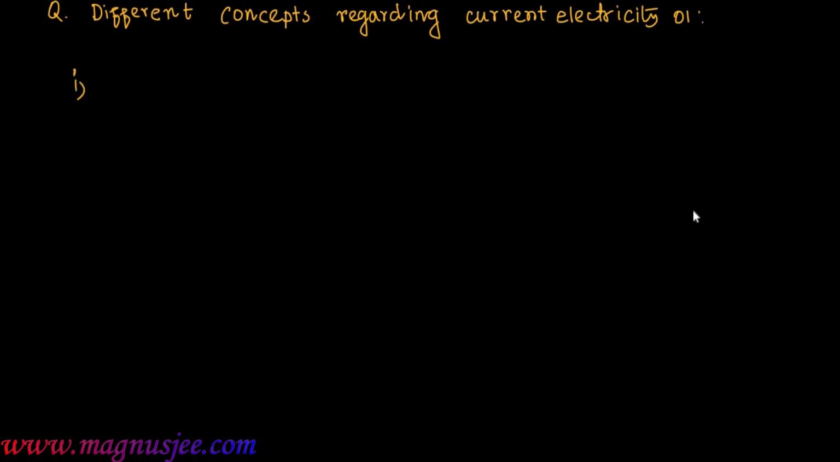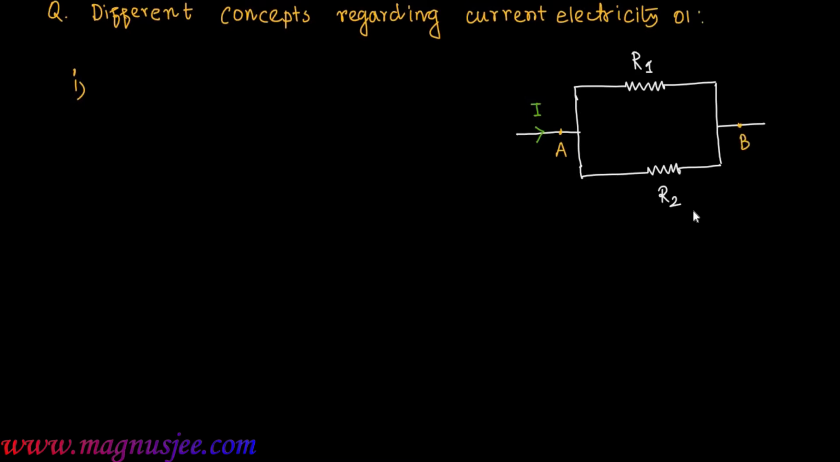Different concepts regarding current electricity 1. In the diagram, we can consider two resistors which are connected in parallel combination. These are the two resistors of resistances R1 and R2 which are connected in parallel combination. I is the main current which is flowing through this parallel combination of resistances. Current flowing through R1 is I1 and current flowing through the other resistance R2 is I2. V is a potential difference across the resistance R1 and R2. In this case, potential difference across the resistors R1 and R2 are same, that is V.